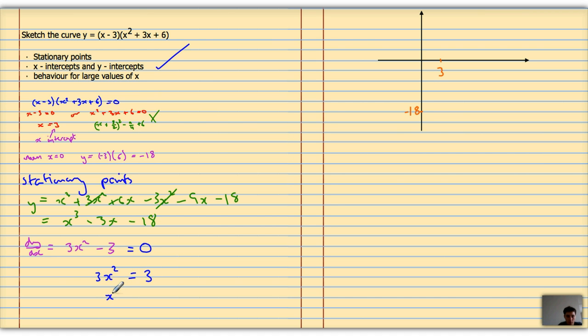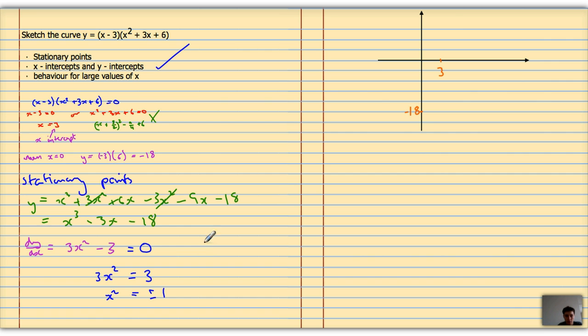So x squared, going to divide by 3 and square root it. It's going to be plus or minus 1. Okay. So that's the x value for the intercepts. So to find the y value, we're just going to plug these back into our function.